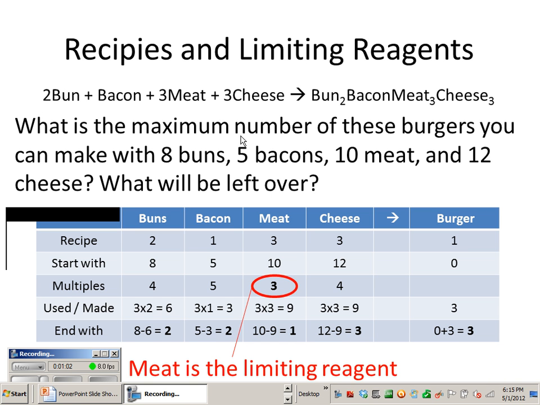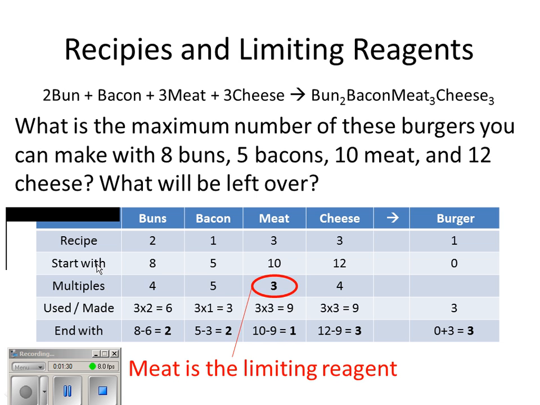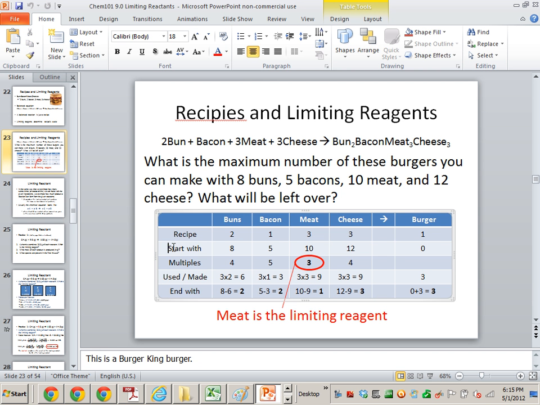And the question is, if you had a certain starting amount in your inventory of buns, bacons, meats, and cheeses, could you figure out how many of these hamburgers you would end up being able to make, these special burgers that have multiple layers of meat and cheese and buns, and also what would be left over of the ingredients when you're done?